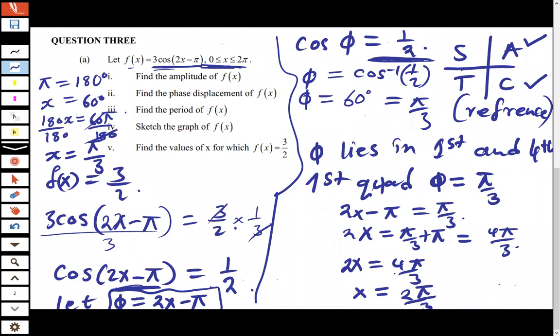So this is just the first solution. Let us now get the other solution, which is in the fourth quadrant. So in the first quadrant, this is the value of x. Let us now find the value of x in the fourth quadrant.